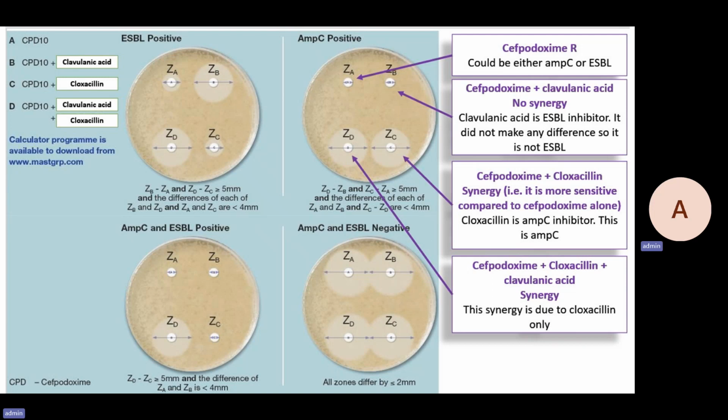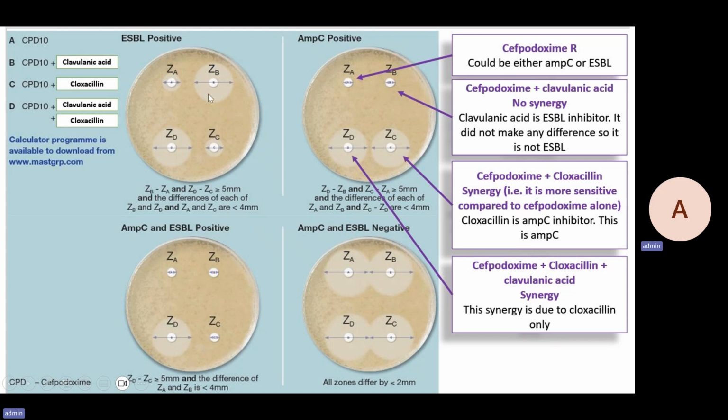Okay, so here are some plates that we can interpret to give you an idea of how we do it. Here ZA is cefpodoxime, ZB is cefpodoxime plus clavulanic acid, ZC is cefpodoxime plus cloxacillin, ZD is cefpodoxime plus cloxacillin plus clavulanic acid. So both ESBL and AmpC inhibitors are there, only AmpC inhibitors there, only ESBL inhibitors there, no inhibitor there. So what is happening here?